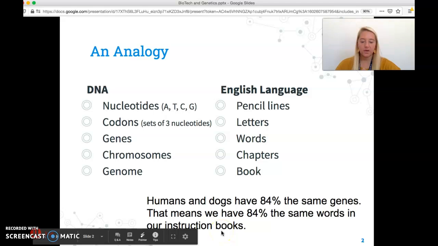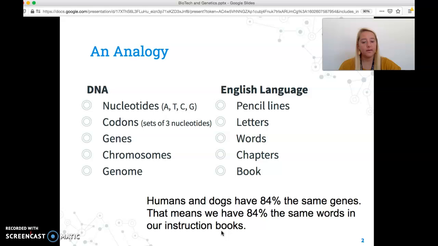Humans and dogs have about 84% of the same genes. What that means is that dogs and humans have about 84% of the same words in their instruction book. So we talk about how similar organisms are based on what percent of their genes are the same. The closest animal to us in our genes would be the chimpanzee. We are only different by a teeny tiny tip of a chromosome, is how different our genome is from chimpanzees.